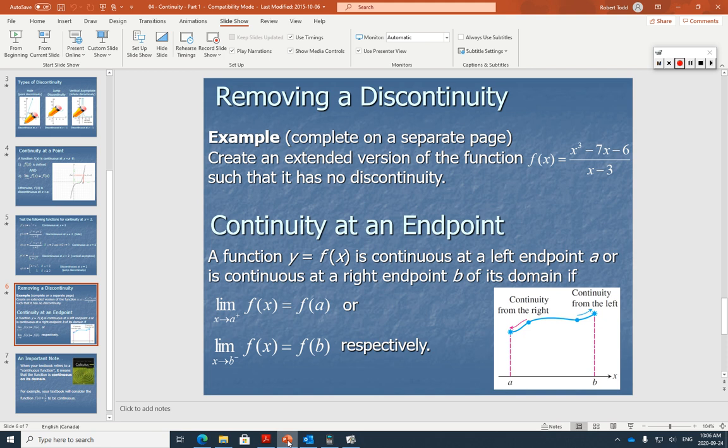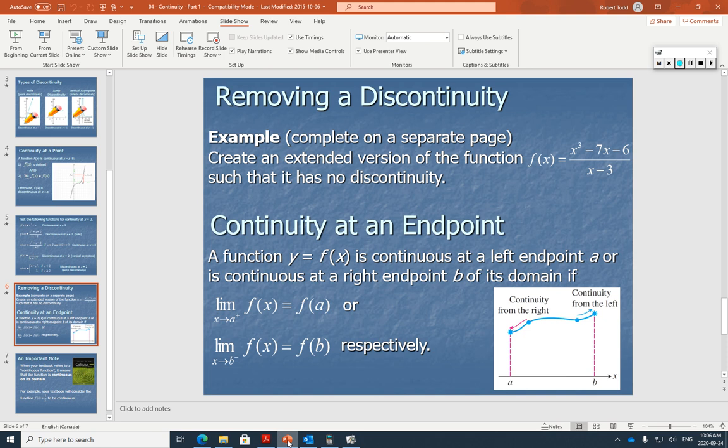Continuity at an endpoint. A function f is continuous at a left endpoint a or is continuous at a right endpoint b of its domain if the limit approaches that value. So we still do say that these endpoints are continuous even though you can't come at it from both sides. I think that's obvious, that we really couldn't call this endpoint discontinuous. Maybe there are some limits that don't exist there, but we wouldn't go so far as to say this doesn't hook up with the rest of the function. It is continuous there. I make that point. I just dropped that in there. We don't use that very often.